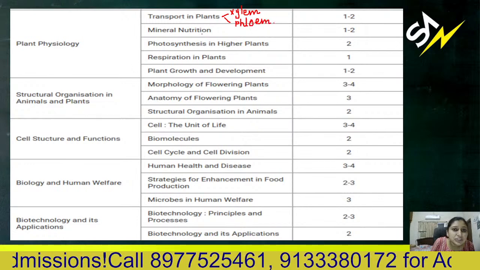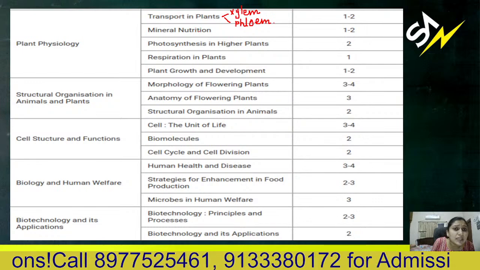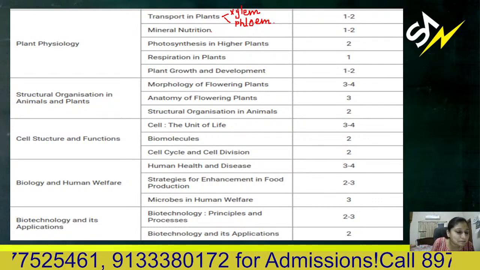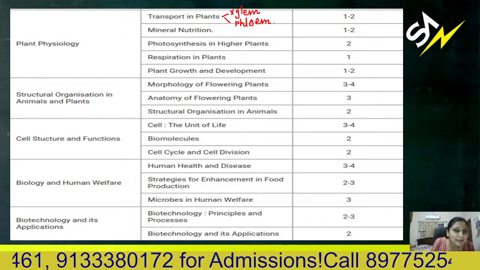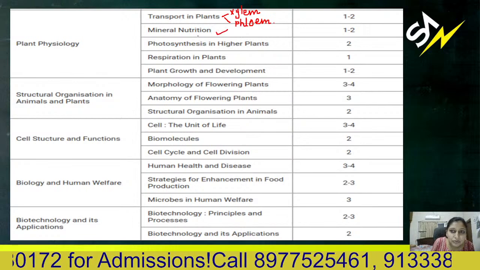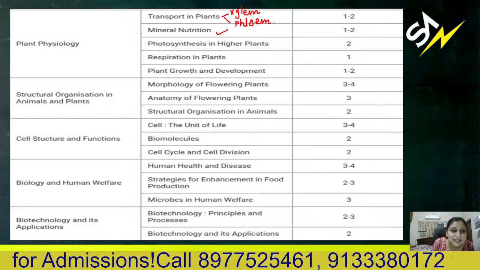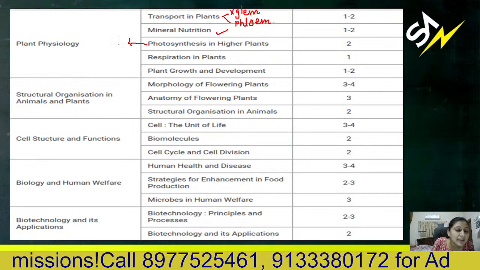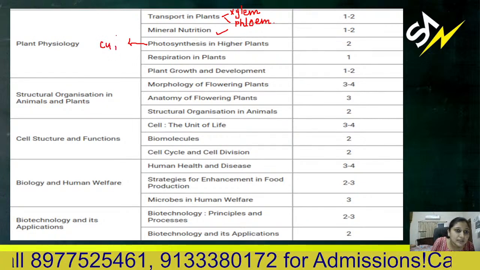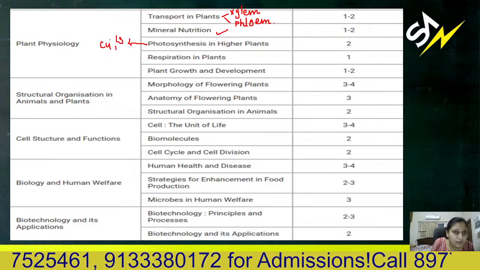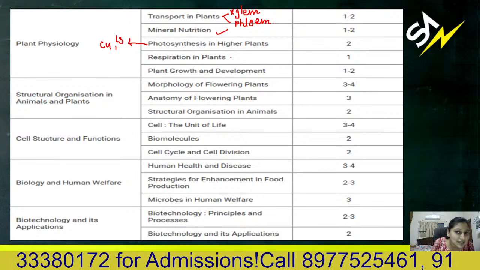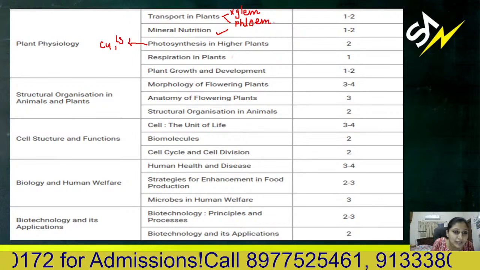Then mineral nutrition: each and every component, each and every mineral, how it is important for the growth of the plant. What is its role in plant growth? That we shall discuss in mineral nutrition. Photosynthesis, here we will be discussing a few pathways: C4 pathway, C3 pathway. Then respiration in plants, again glycolysis, Krebs cycle, everything we shall discuss here.